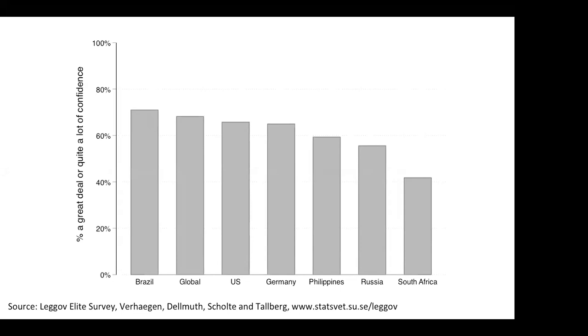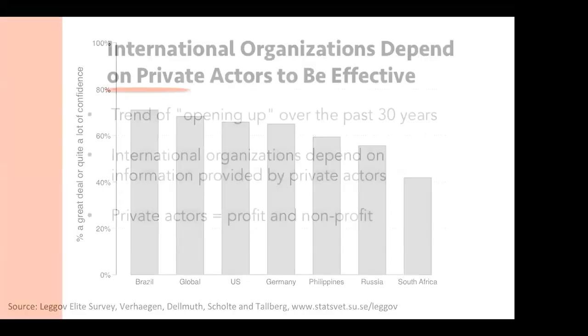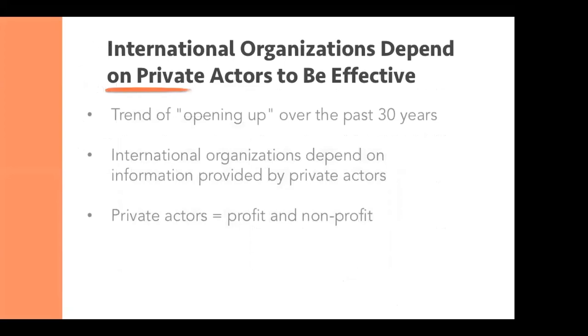Okay, my final point is that in order to be effective, international organizations also depend on private actors. By private actors, I mean for-profit and non-profit actors, such as philanthropic foundations like the Bill and Melinda Gates Foundation, multinational corporations, civil society organizations, employers and employees associations, and so on.